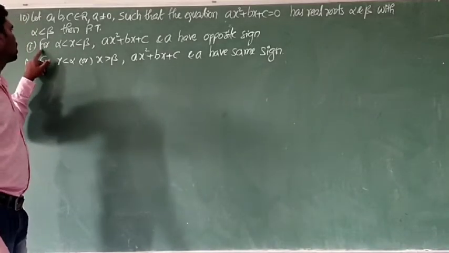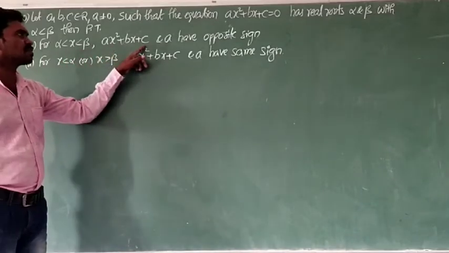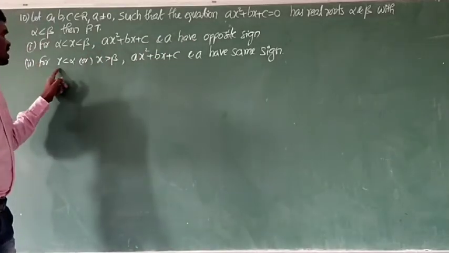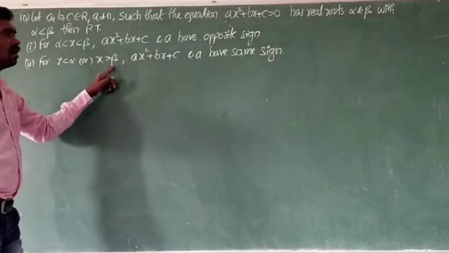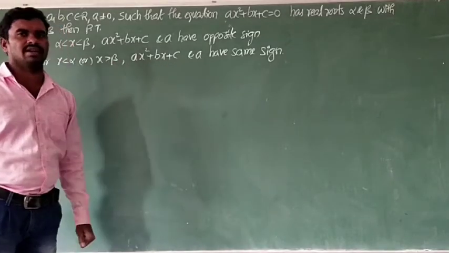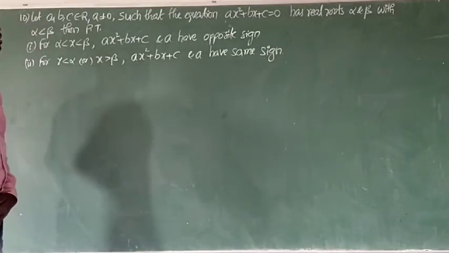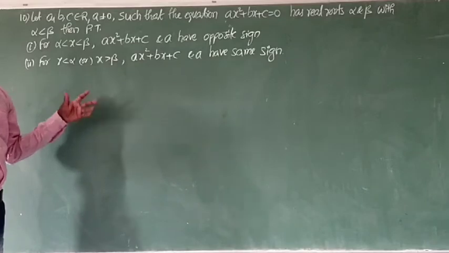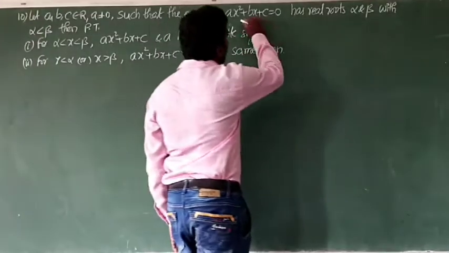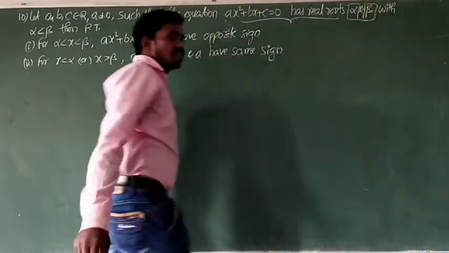Prove that, first one: for alpha less than x less than beta, ax square plus bx plus c and a have opposite sign. For x less than alpha or x greater than beta, ax square plus bx plus c and a have the same sign. Okay, it is a little bit different from the previous question. In the previous question the roots are complex numbers and the process is different. But here the roots are real roots. What are the real roots? Alpha and beta.